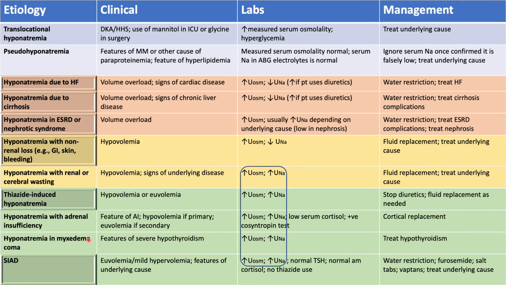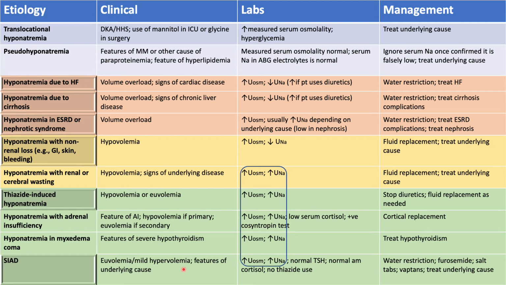Hyponatremia in severe hypothyroidism or myxedema is also associated with increased urine osmolality and urine sodium, but usually happens with severe hypothyroidism. Patients usually have other features to suggest hypothyroidism clinically, and you do TSH. TSH will be high. T4 and T3 will be low depending on the cause, and then you treat the underlying cause of the hypothyroidism.